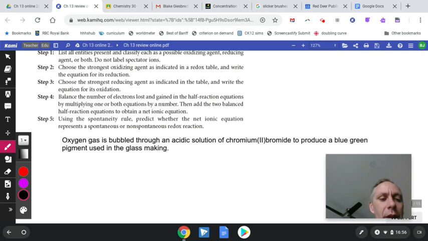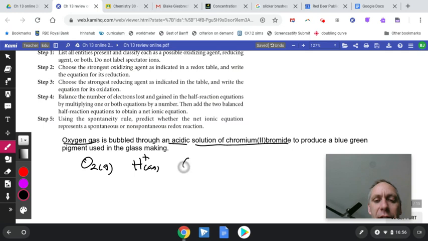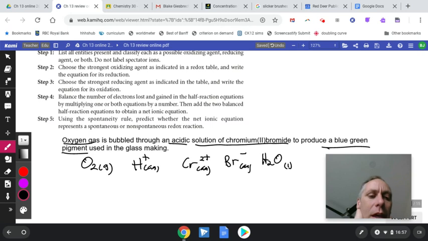So here we go. Oxygen gas, I'm listing all entities present, is bubbled through acidic H+ solution of chromium 2 bromide. Now because it's a solution, it's an ionic solution, we can break it apart, chromium 2 plus and Br minus. And because it's a solution, we can say that there's water. So those are all the entities present. It makes a blue-green pigment. That's interesting. Okay, here's everything that's present.